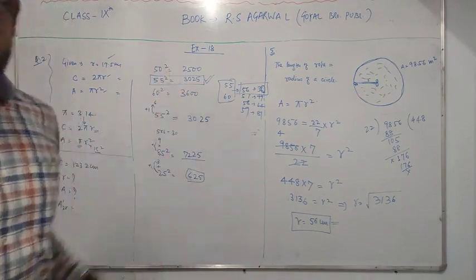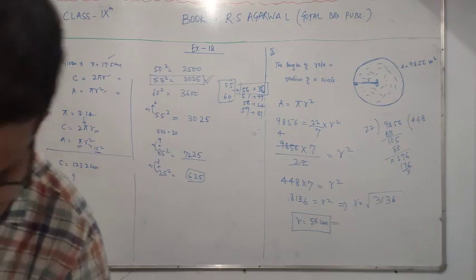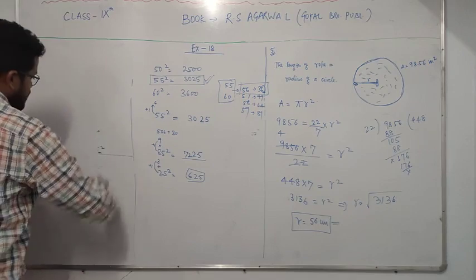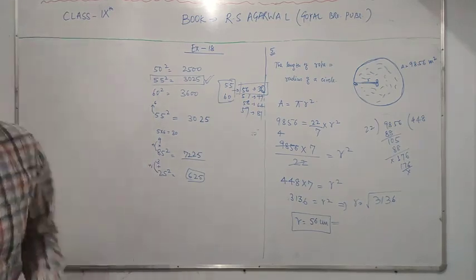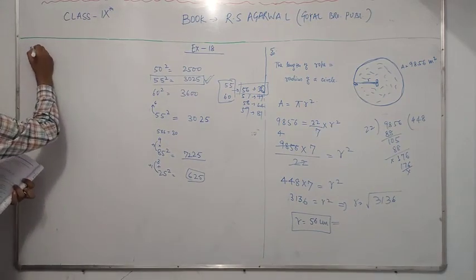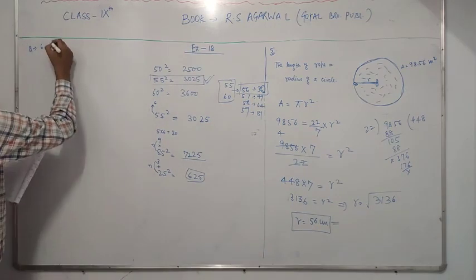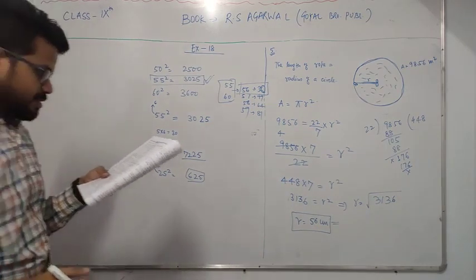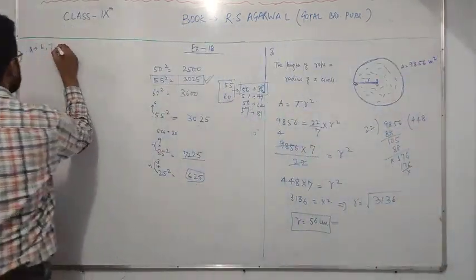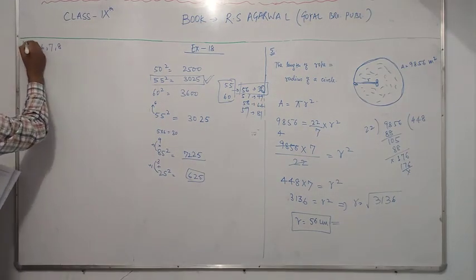Now write down on your copy. Question number 6 is your homework. Question number 7 is your homework. Question number 8 is your homework. Okay, these are all your homework.